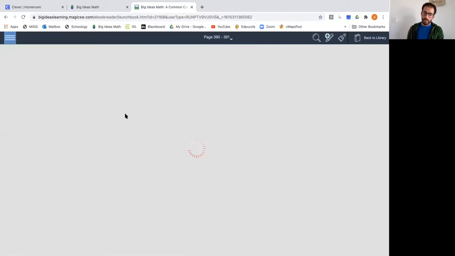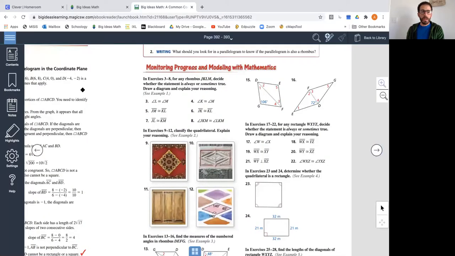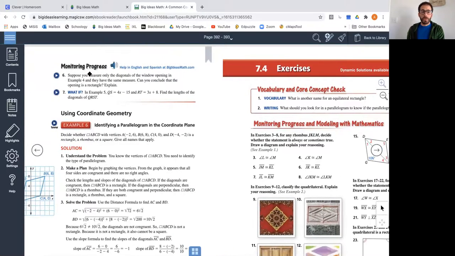Now let's turn the page to 392 and take a look at the top. So suppose you measure only the diagonals of the window opening in example 4, and they have the same measurement. So can we conclude that the opening is a rectangle? All right, so you measure it, you know that the diagonals are the same. Can you conclude that it is a rectangle? I'm going to have you answer that on the Edpuzzle. All right, now I'm going to do some math with you.